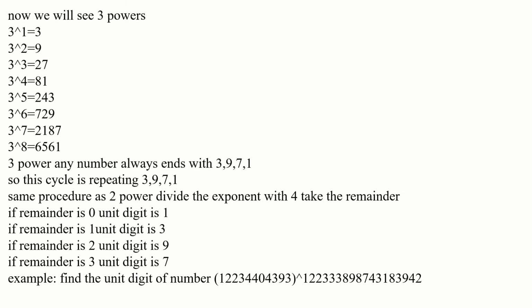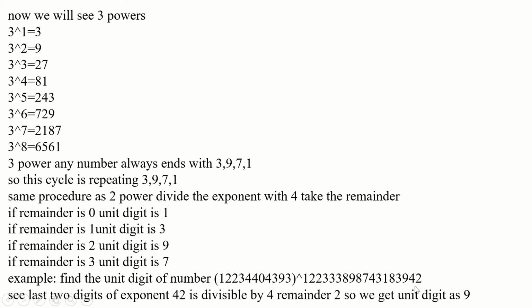You have to observe just the last 2 digits. So you get a remainder of 2. So we get a unit digit of 9. If the remainder is 2, we get a unit digit of 9. So this is a simple thing.